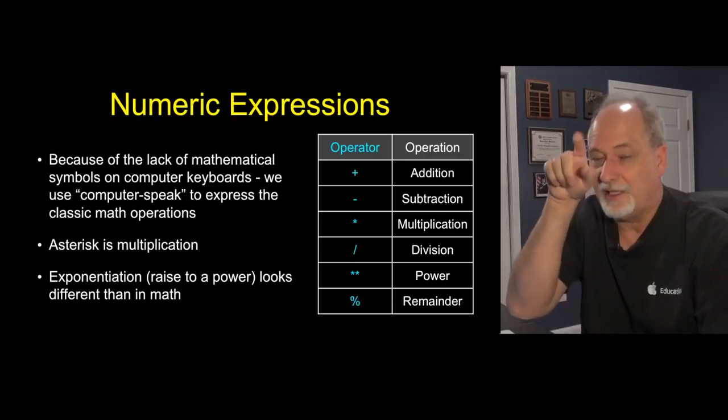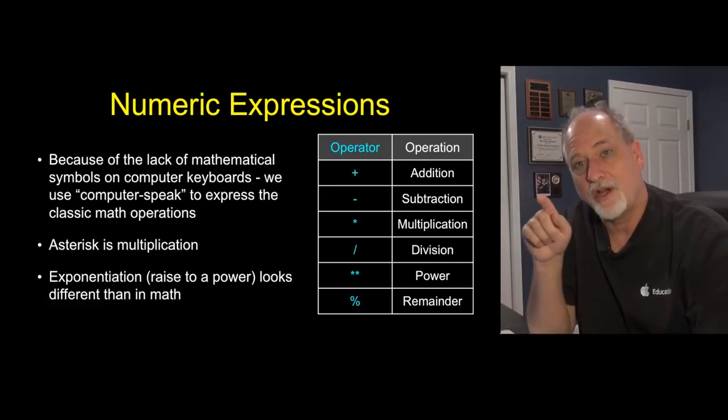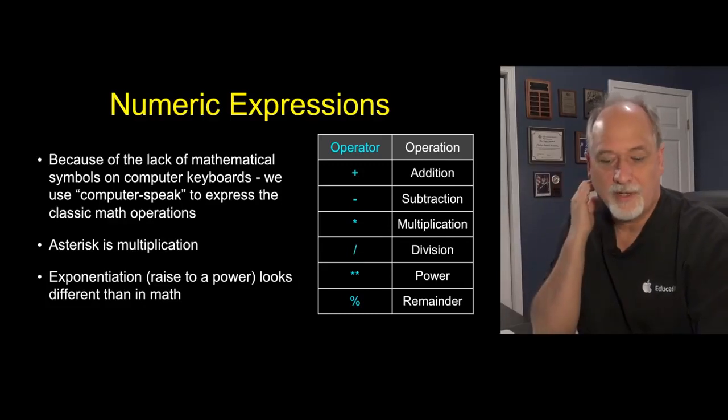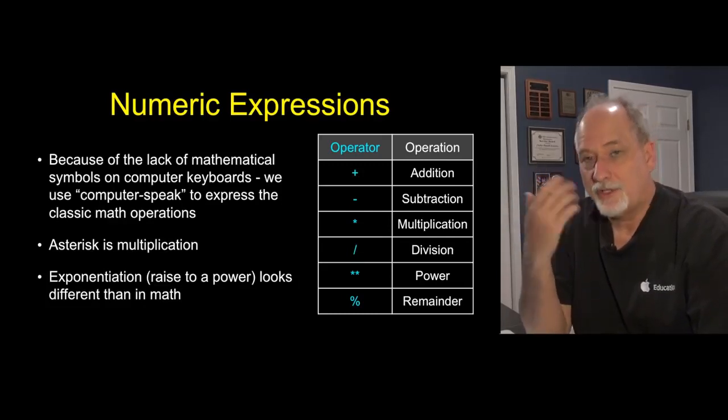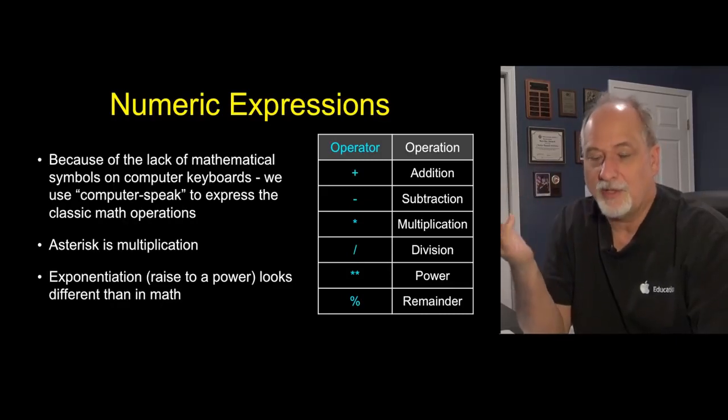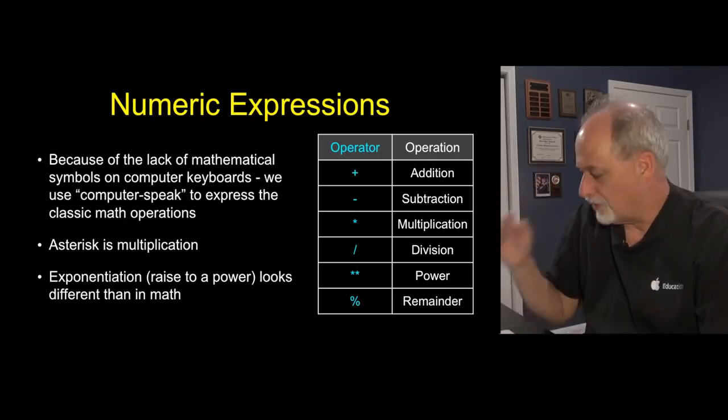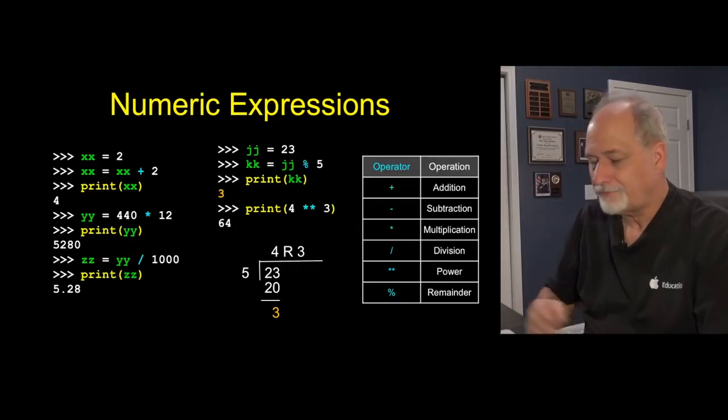Raising to the power, because it didn't have little characters back then, is star star, which is raising to the power. And then remainder. Remainder is when you do integer division, it's also called the modulo operator. It's the remainder, not the quotient. And I've got a picture of that coming up.